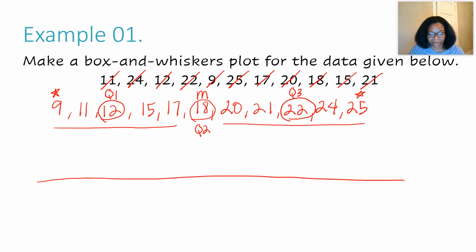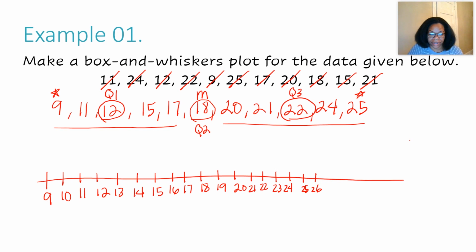Okay. So now I've drawn this line because I need to create a number line using the numbers in our data set. I'm going to look at my smallest number, which is 9, and my largest number, which is 25, to give myself an idea of how big this number line is going to be. So down here, I'm going to put 9, and then I'm going to say 10.